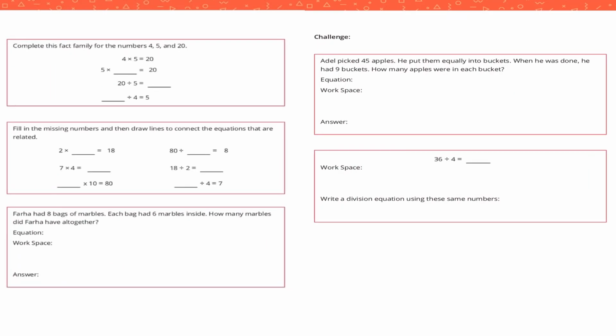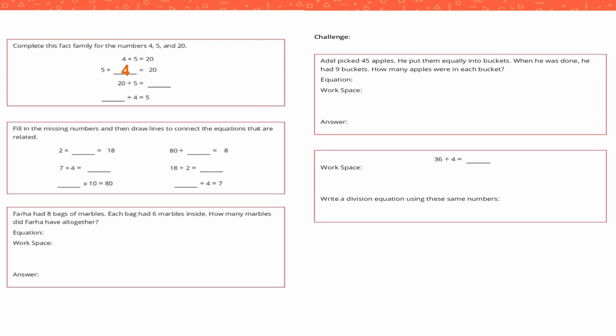Complete this fact family for the numbers 4, 5, and 20. 4, 5, and 20 are 3 numbers related together as a family. And I express them by 4 equations, 2 multiplication and 2 division equations. The first multiplication equation is 4 times 5 equals 20. So the next one will be 5 times 4 equals 20.